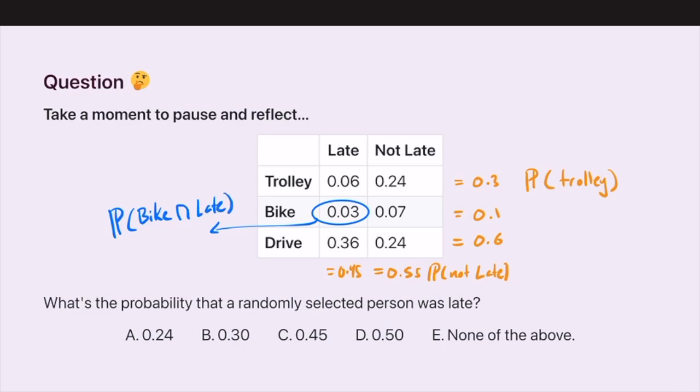All right, so when we say what's the probability that a randomly selected person was late, well, the answer is simply taking a look at this row or this column and then summing them all up. So that's going to be 0.45, because you're either late or you're not late. So the probability that a randomly selected person who took this poll or the survey was late would just be 45%.